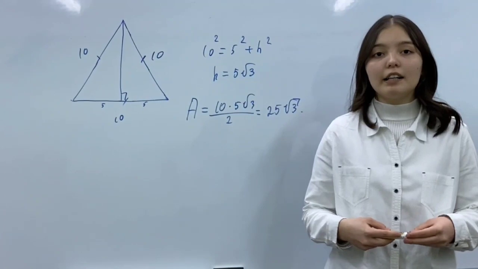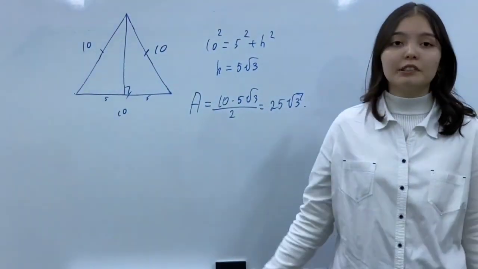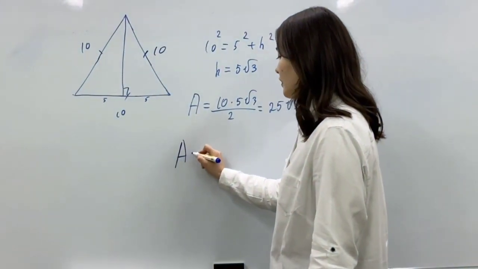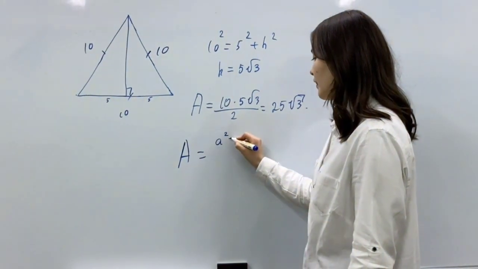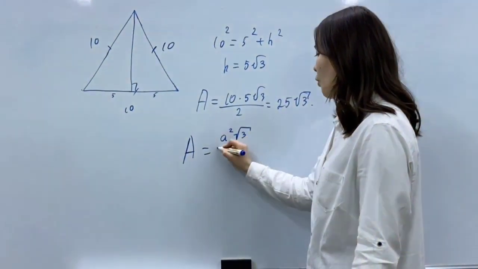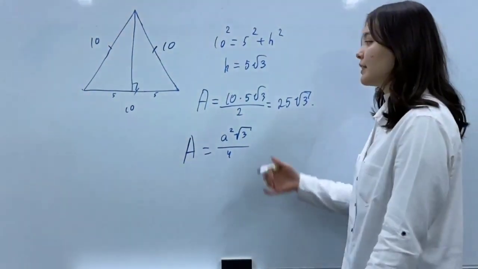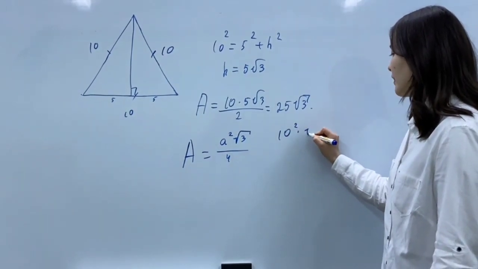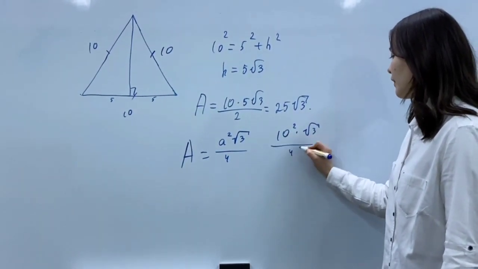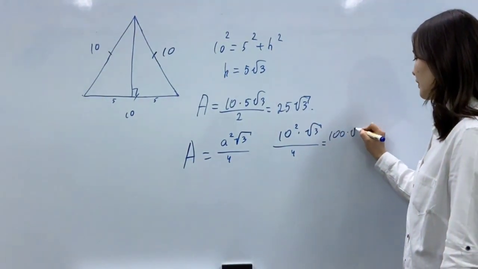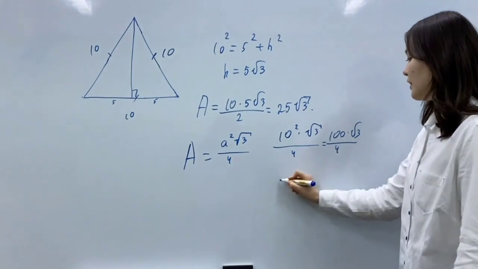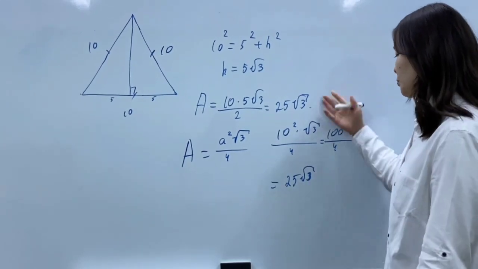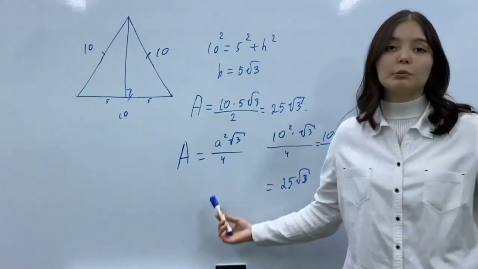So we can find the area another way. When we have an equilateral triangle with equal sides, we can use the next formula. Area equals a squared times square root of 3 over 4. And by using this formula, let's solve our example. Our a equals 10. 10 squared multiplied by square root of 3 over 4. This will be 100 multiplied by square root of 3 over 4, and the answer will be 25 square root of 3. Answers are the same, and this is our new formula.